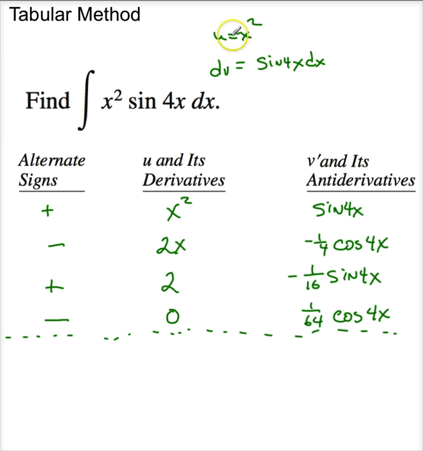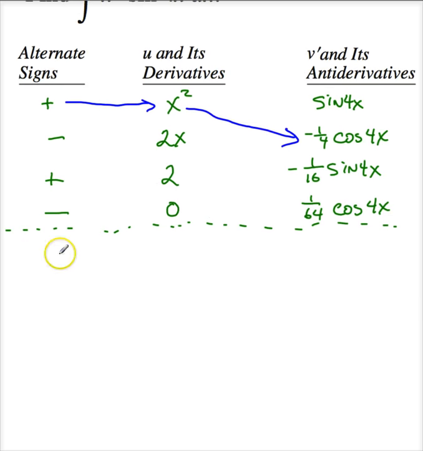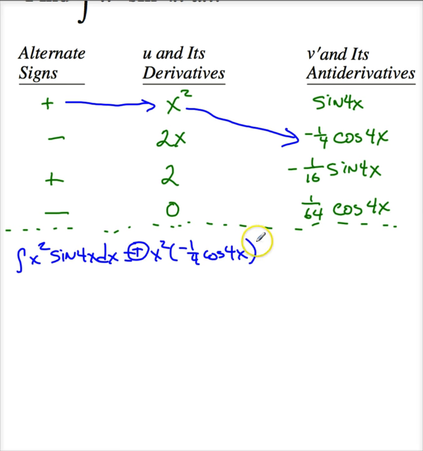Now comes the fun part. It's like checkers or tic-tac-toe. You multiply straight across, and then down 1. So let me give myself a little room here. The integral of x squared sine 4x dx, the first term is positive, x squared times minus 1/4 cosine 4x. And I'm going to kind of put this here so we can be clear as to what we're doing.